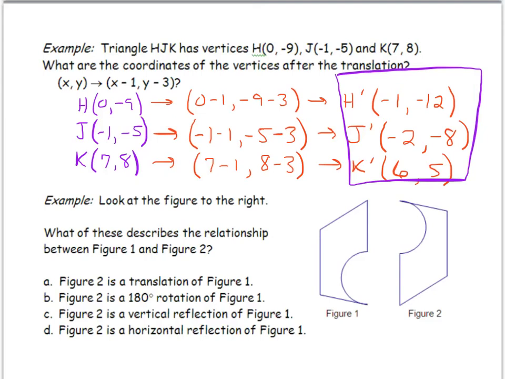So the answer that I'm going to put down is B. It's a rotation of 180 degrees. It's not a translation because we didn't just slide it over and get the same exact figure. And it's not a reflection because there was no flip, vertically or horizontally. So the only one that works was the 180 degree rotation because we turned it.